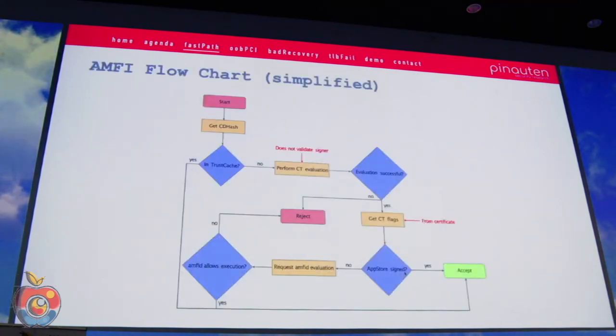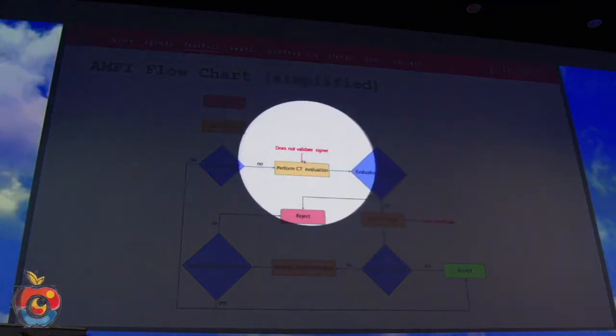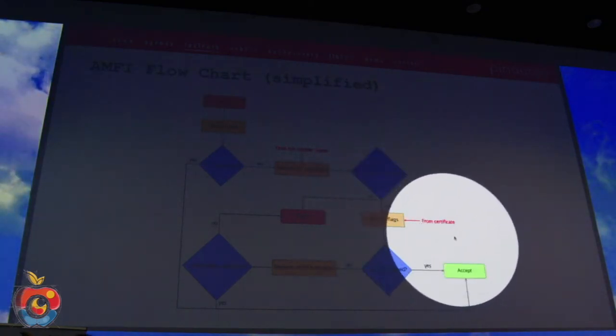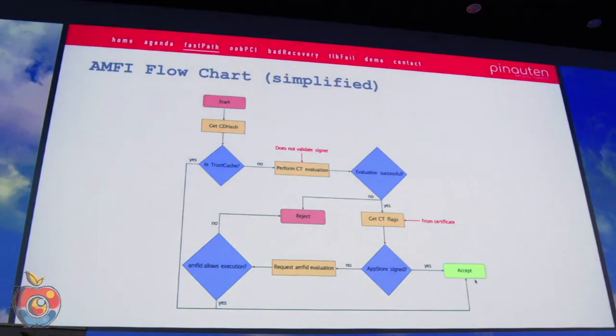Because if we go back to our flowchart, we now see that the CTA evaluation does not validate the signer. And if the evaluation succeeds, then we get the flags, which are taken directly from the certificate. And if we just claim to be an App Store certificate, then the code signature will be immediately accepted without any further checks, which is how we get the initial code execution.